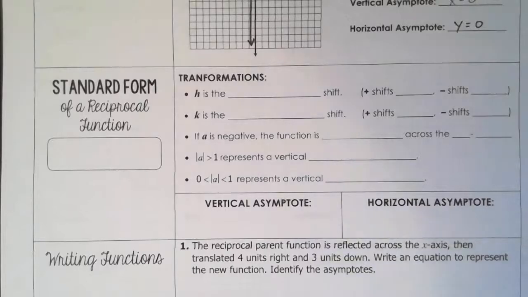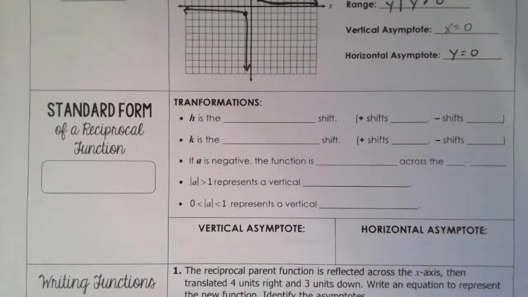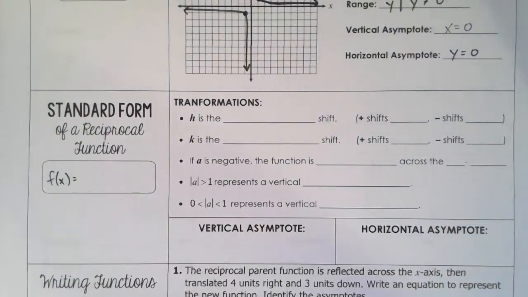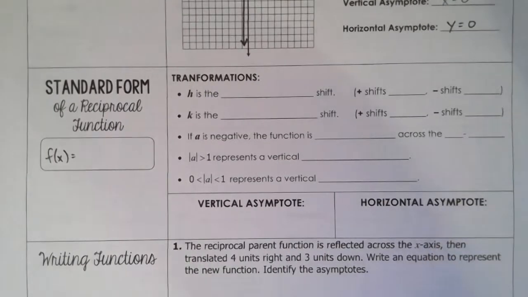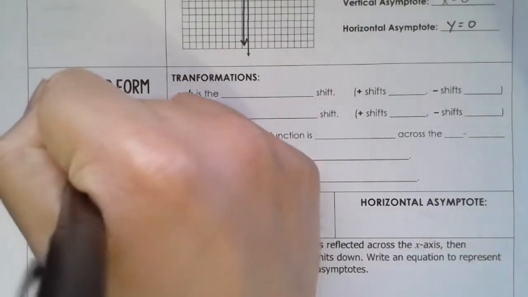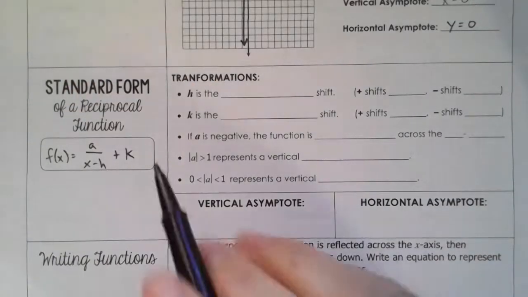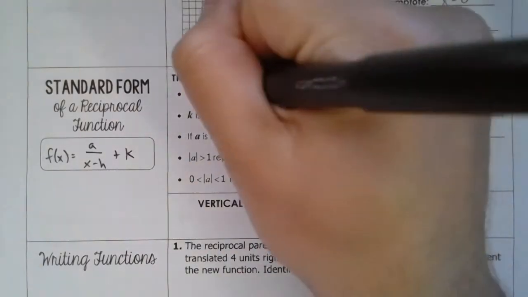Standard form of a reciprocal function, same way we've been looking at all the other functions. We have transformations for this one here. Hopefully as I write this in, you start familiarizing yourselves with what the values are and how they work. So f of x is equal to a over x minus h plus k. H is, just like in all the other standard form functions we've looked at, your horizontal shift.